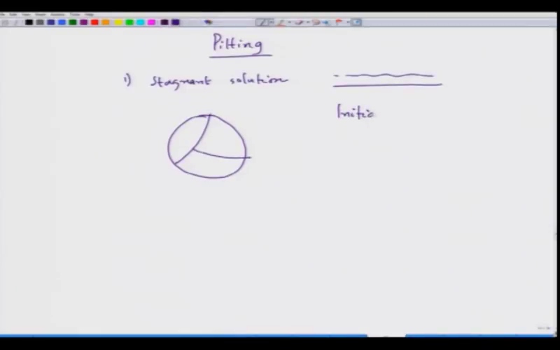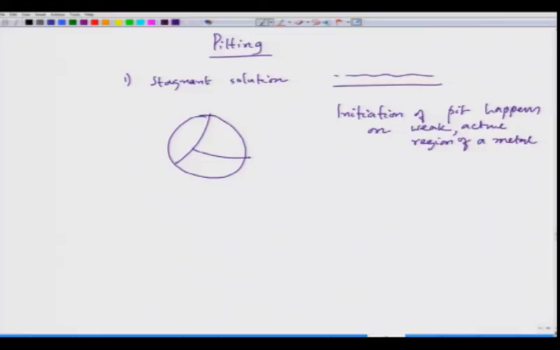So, the initiation of it happens on weak and active regions of a metal. And also a crevice is another region where pitting can initiate.